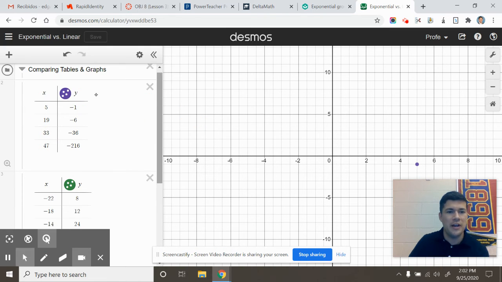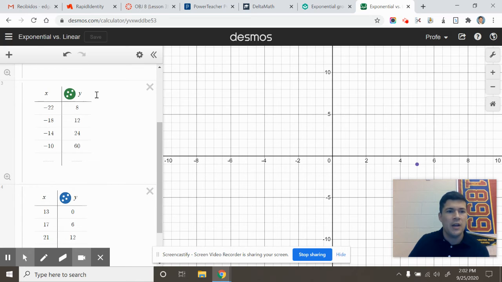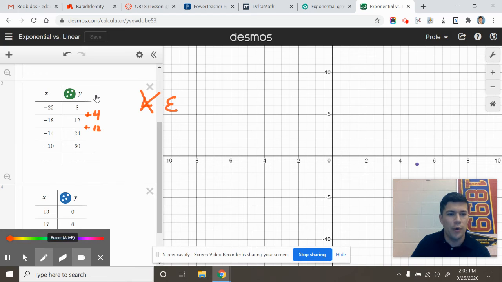All right. Let's look at our next example. So once again, I've got x's. They might seem like they're scattered, but actually they're not. -22, -18, -14, -10. That's actually a constant pattern, right? They're going up by 4. So once again, I can take a good look at my y values. So, all right, to go from 8 to 12, well, if this were linear, then that would mean that I added 4. And then to go from 12 to 24, I added 12. So between linear or exponential, we're going to go ahead and rule out linear. All right. So now let's just check for a growth factor.